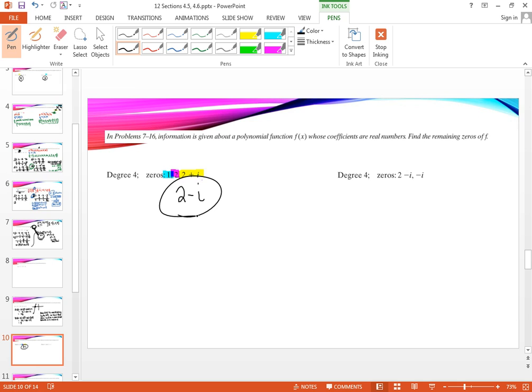All right, for the second one, again degree 4, I'm supposed to have 4 answers. Again, watch how they type this. This is 2 minus i, and that's minus i. So those are the two numbers that they're giving you. Sometimes the way they type this, it just looks weird. So you say to yourself, if 2 minus i is a zero, 2 plus i must also be a zero. If negative i is a zero, positive i is a zero. So 1, 2, 3, 4. 4 complex zeros.